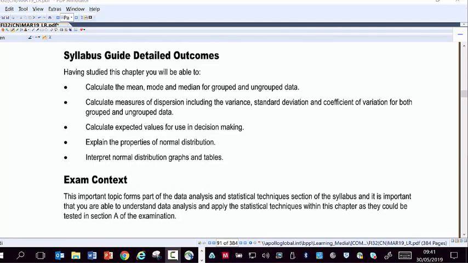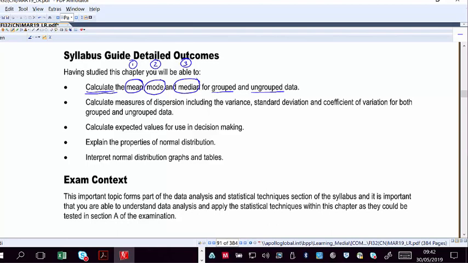Okay, firstly we need to be able to calculate a few things. So we need to be able to calculate something called the mean, call that number 1. We also need to be able to calculate the mode. And then thirdly, we need to be able to calculate the median. And we need to be able to do that for both grouped and ungrouped data. So as we work our way through the chapter, we'll make sure that we understand the terminology and that we're also able to perform the calculations.